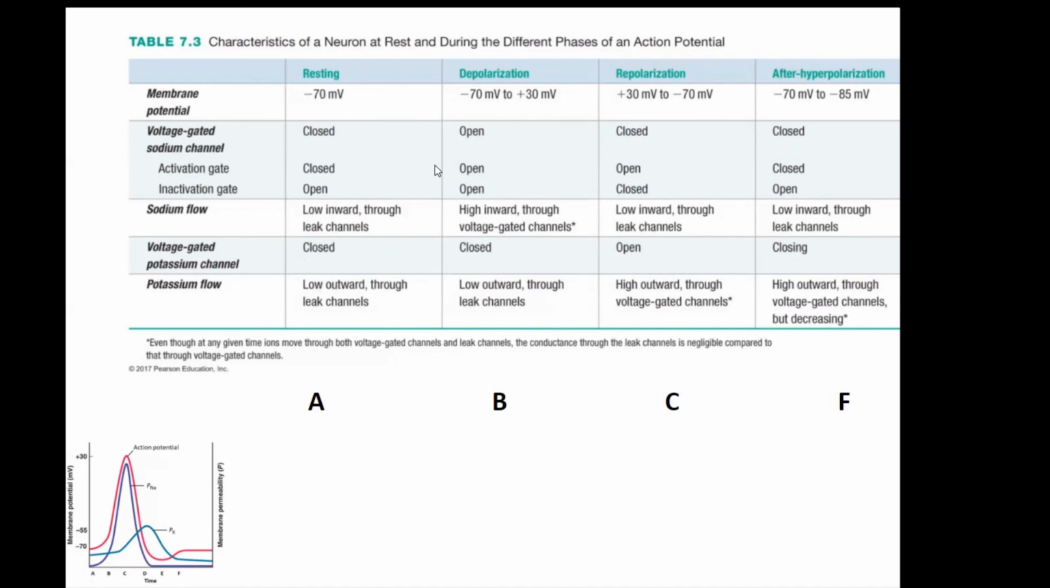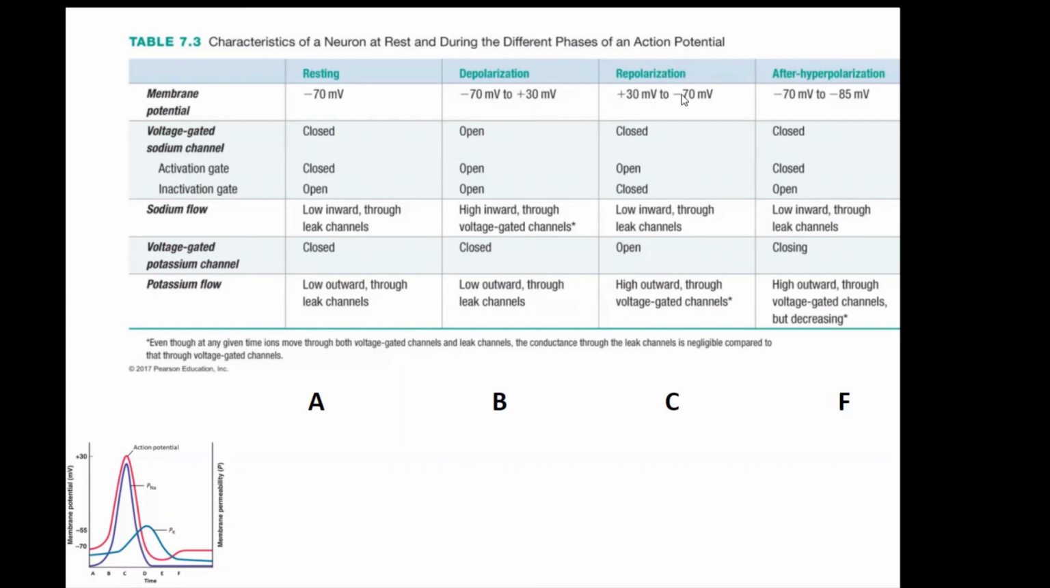As we depolarize, we open the activation gate. The inactivation gate was already open, which means we have a ton of sodium come in. That's why we're shooting this membrane potential up. Our potassium channel is still closed, so it can't make up for it. The only potassium we have going out is through leak channels, and there's not much of that happening. So that's how we managed to get all the way up to +30.